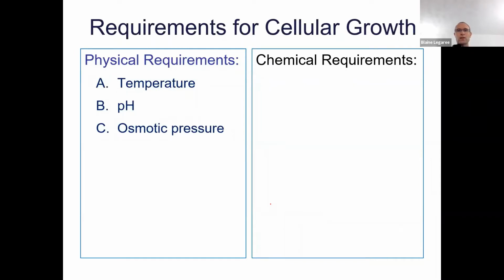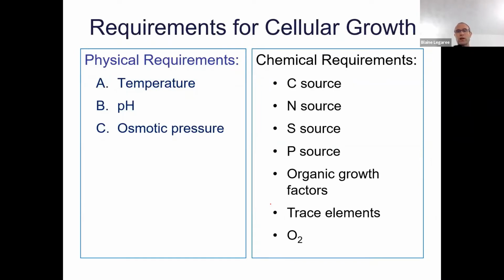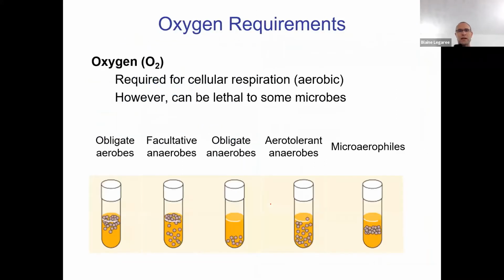So besides physical requirements, we also have chemical requirements. This really just means what food it requires: food, nutrients, vitamins, things like that. One of the requirements that is essential for many organisms, of course, is oxygen. And we use the word aerobic, meaning organisms that require oxygen.